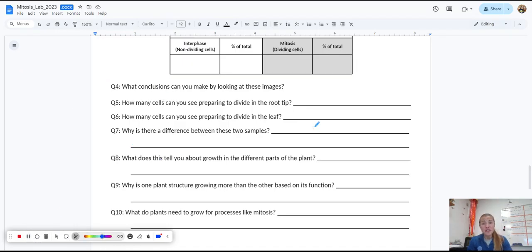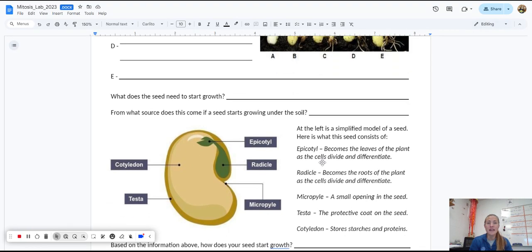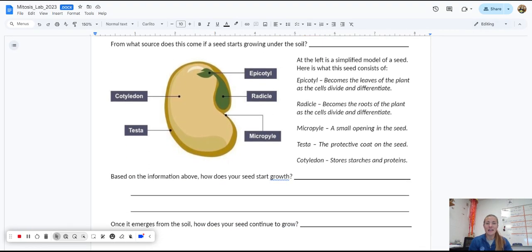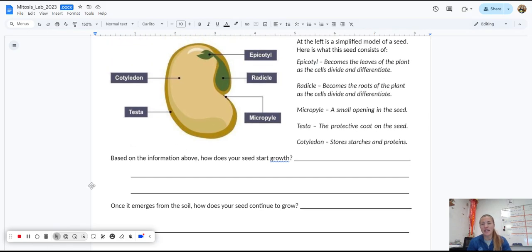So we're looking at these questions down here. We can see that in the root tip, we had way more cells that were dividing than in the leaf. So you can look through and look at the differences between those two samples. Down here, we are looking at what we actually know about our seeds. So with each of these, you are just describing what is happening at each of these stages, looking at this image of the different parts of a seed and answering those two questions down below.